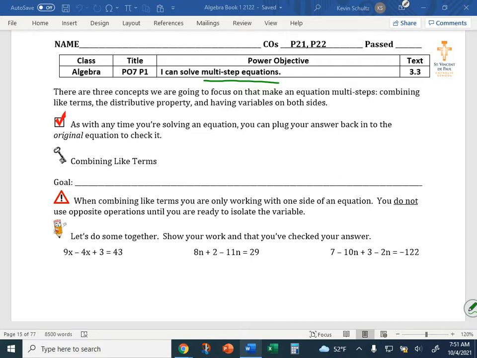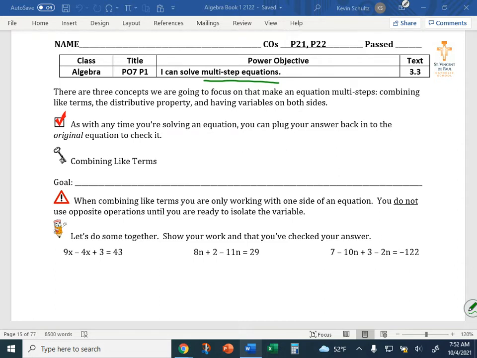Through the methods we're going to talk about today, combining like terms, distributive property, and variables on both sides, you'll find that once we get to that 2-step equation, then we're in business. The goal is to break it down to a 2-step equation, and then you go. Okay, so tell me about combining like terms.